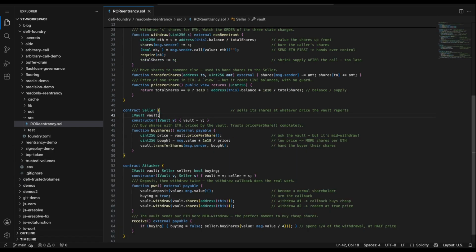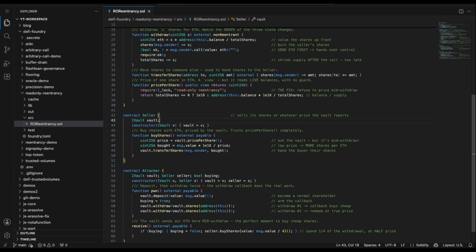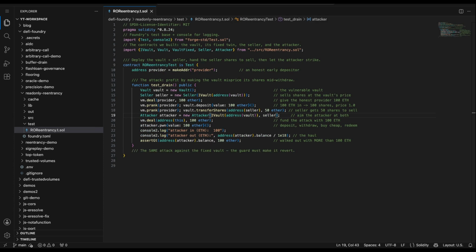So how do we stop it? One line: we add the same reentrancy check to the view function itself. If a withdrawal is in progress, price per share simply refuses to answer and reverts. That's it. Now, when the seller tries to read the price mid-withdraw, the read fails, its whole call fails, and because that call is nested inside the attacker's transaction, the entire attack unwinds. The rule to take away: if a value can be read while your state is half updated, guard the read, not just the write.